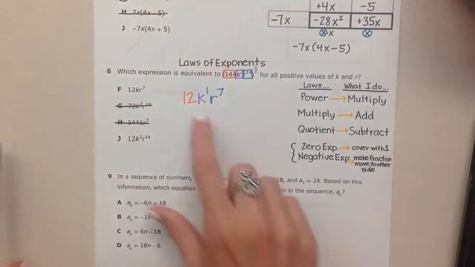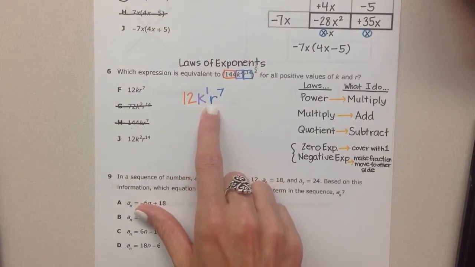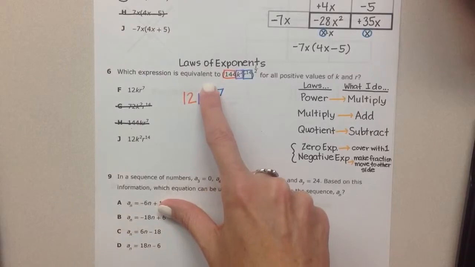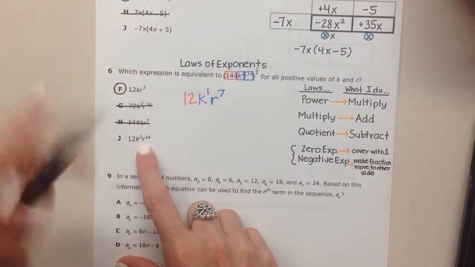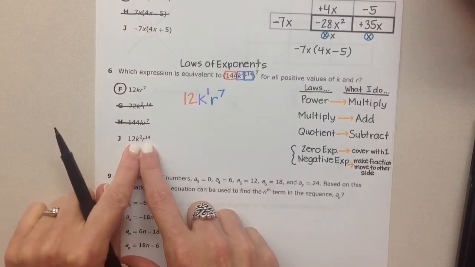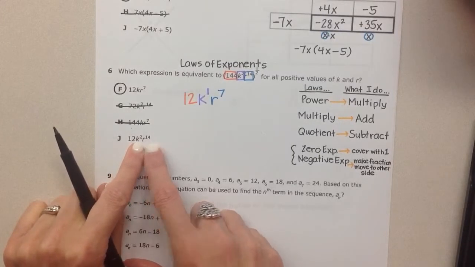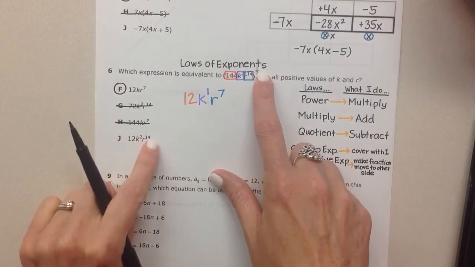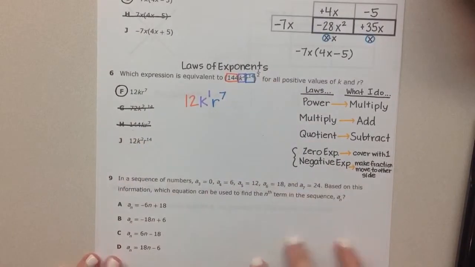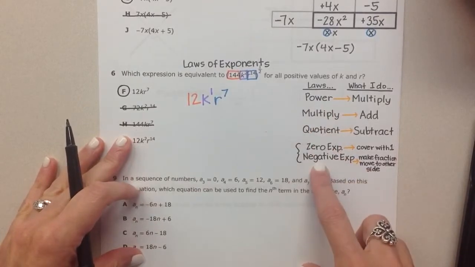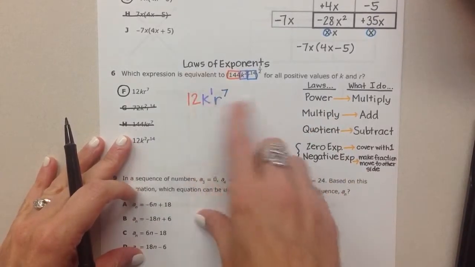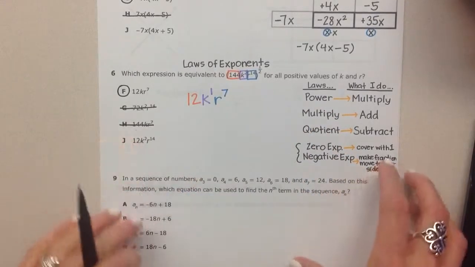All right, so now I'm looking for my answer. 12 times k times r to the 7th, because I'm not going to see that power of 1. And the only one that has that is F. If you picked J for those powers, you did not multiply the 2 and the 14 by 1/2 to get the correct answer. So I am done because I did not need to use any of my other exponent laws to get my final answer.